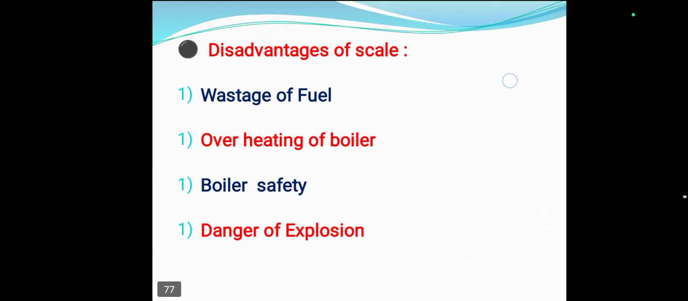Now we will see the disadvantages of scale formation. The first disadvantage is wastage of fuel. So how does fuel get wasted? As we know, scale is a strong and hard coating, and this strong and hard coating gets deposited on the inner side of the boiler, right? We are providing heat from outside. Scales are bad conductors of heat. So whatever heat we produce by using fuel, that 100% of the heat does not get transferred inside the boiler.